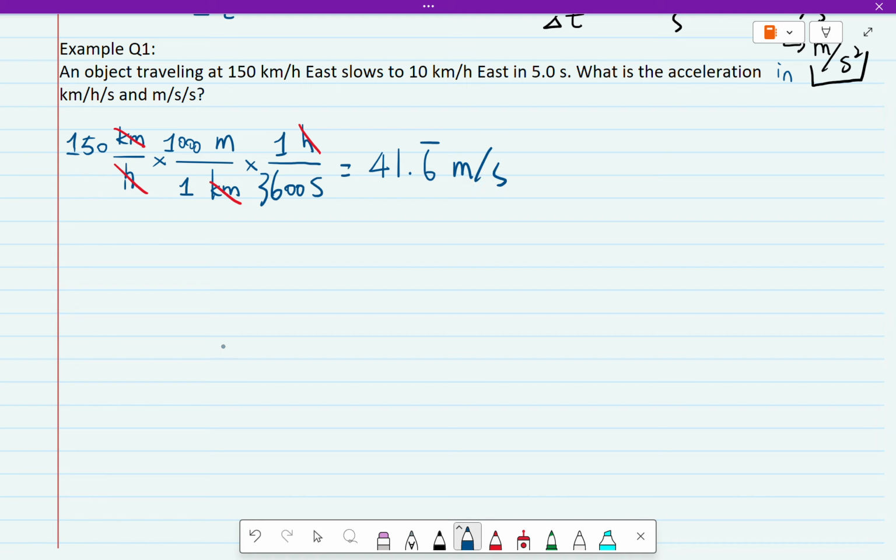And the same conversion would be applied for 10 kilometer per second. And we would get an answer of approximately 2.8. So let's say 2.7 repeating meter per second. And we can see that since this object starts from 150 kilometer per second and goes to 10 kilometer per second, this is actually the initial velocity, and this would be the final velocity.